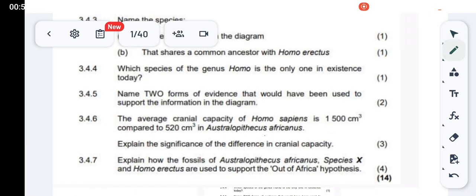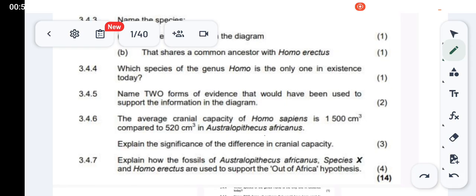3.4.5. Name two forms of evidence that will have been used to support the information in the diagram. So we have fossil evidence, we have cultural evidence, we also have genetic evidence, but you can just name two. You can say fossil evidence and genetic evidence, or fossil evidence and cultural evidence, or genetic evidence and cultural evidence. Any two of those three. Those are the evidence that support the phylogenetic tree diagram.